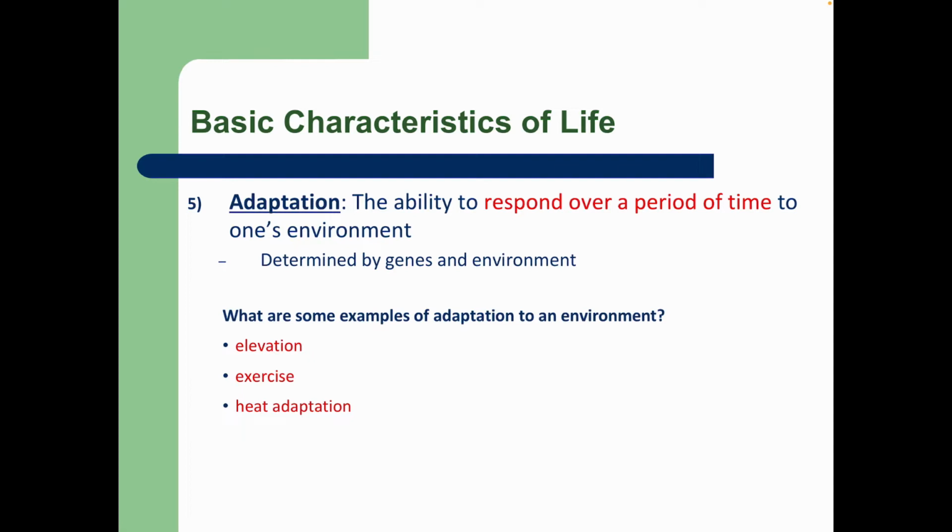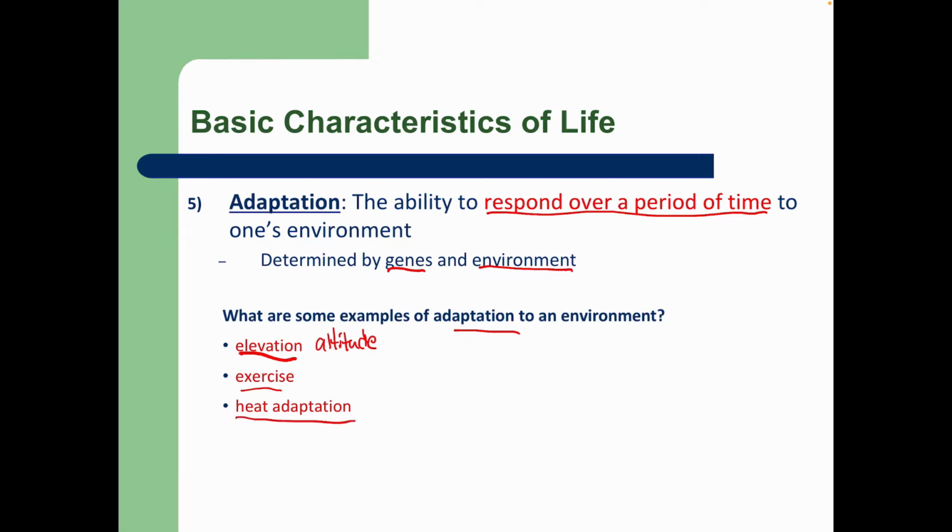Another characteristic is adaptation. Adaptation is the ability to respond over a period of time to one's environment. This is determined by genes and the environment. Some examples of adaptation, you can think of your own, but elevation, so altitude. When we're at altitude, when there's a lower percent oxygen, we can adapt through our red blood cells. We can increase our hemoglobin content to compensate for this. We also have exercise. When we exercise, we have our exercise adaptations, improving our lung capacity, our VO2 max, different stuff like that, muscle strength, muscle size.